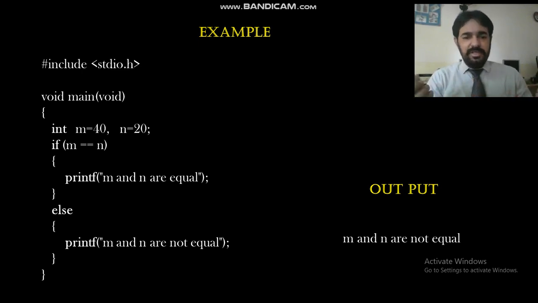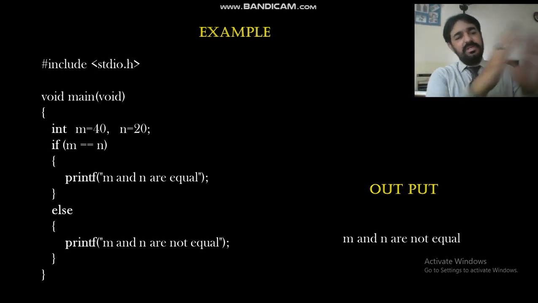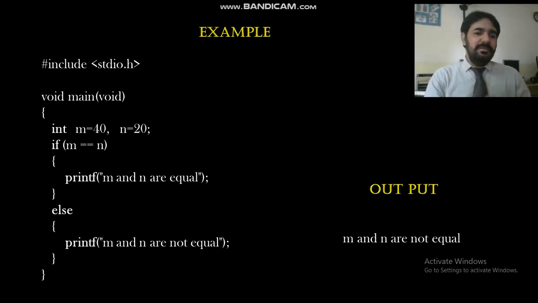Else, if they are not equal, then definitely we need an alternate solution. If they are not equal, then what to do? Then using the printf statement, we print m and n are not equal. In output, m equals to 40, n equals to 20, 40 is not equals to 20. So the output is m and n are not equal. This is a simple example to understand how we compare two values and make a relation of difference.